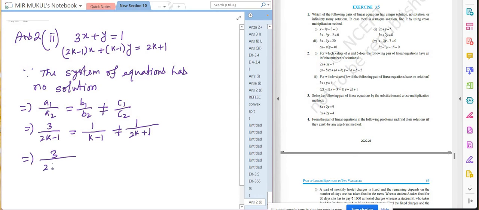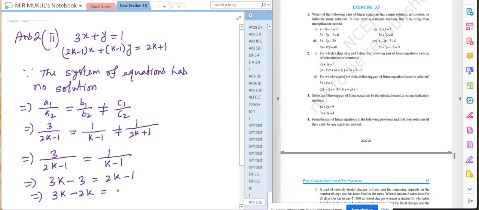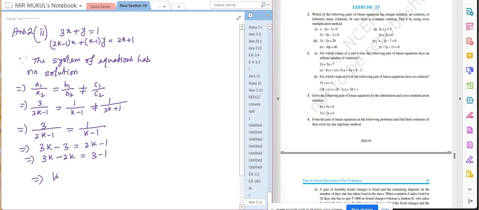3 by 2k minus 1 equals 1 by k minus 1. Then cross multiply. 3k minus 3 equals 2k minus 1. So 3k minus 2k equals 3 minus 1. So k equals what are we getting? 2. Check the answer. Sakshi, check the answer from that. Yes, sir.